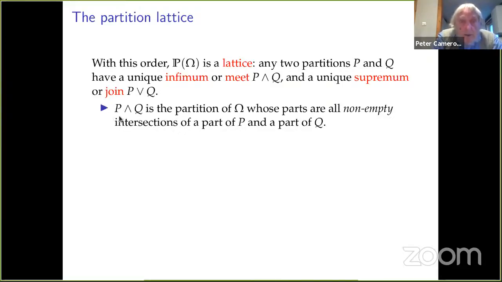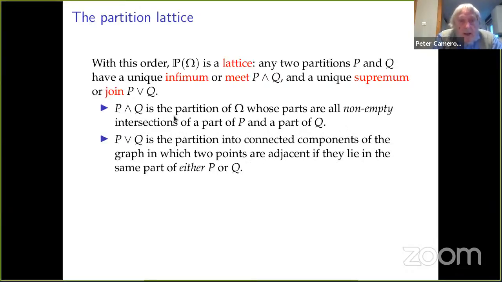The meet of P and Q is the partition whose parts are, you take every intersection of a part of P with a part of Q. If that intersection happens to be empty, you throw it away because we only want non-empty parts, and you take all the non-empty parts, and that forms a partition, and that partition is the greatest lower bound of P and Q.